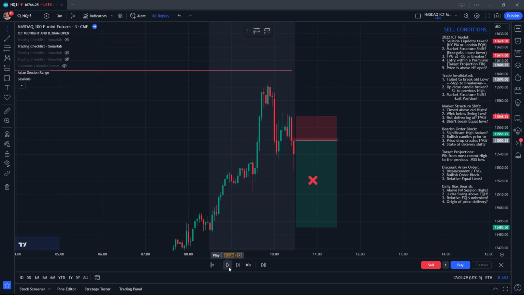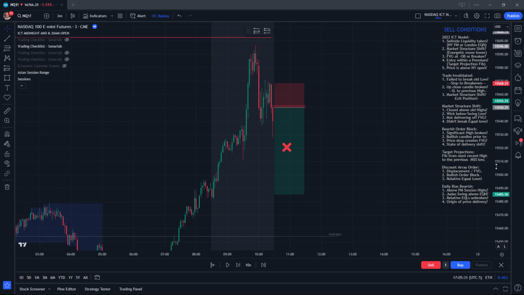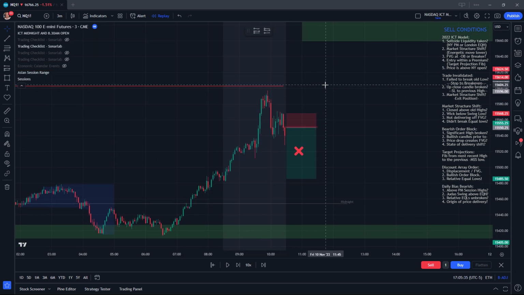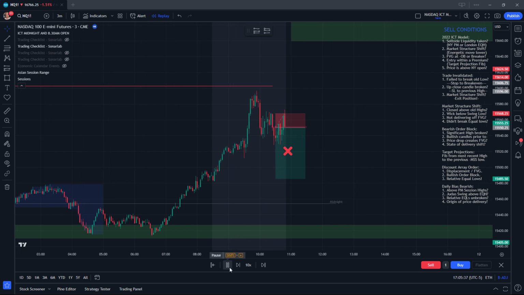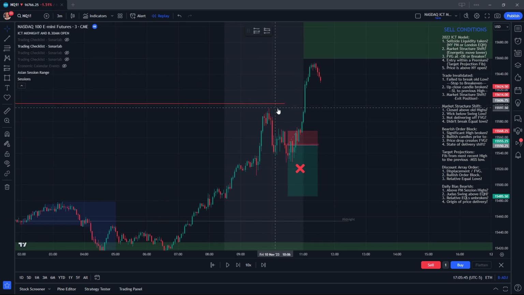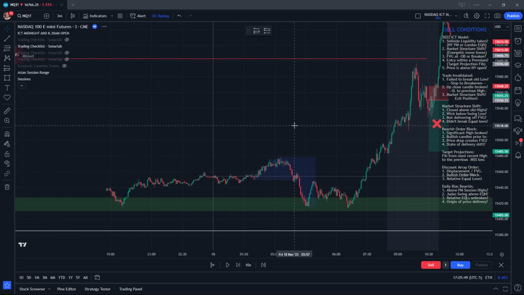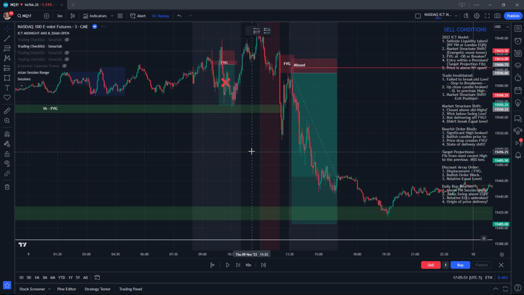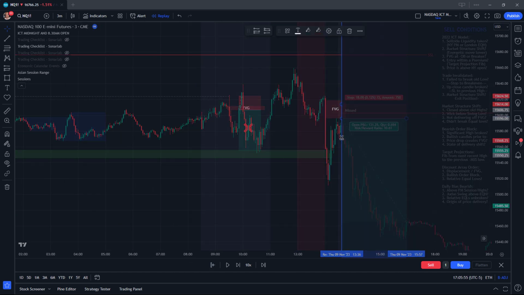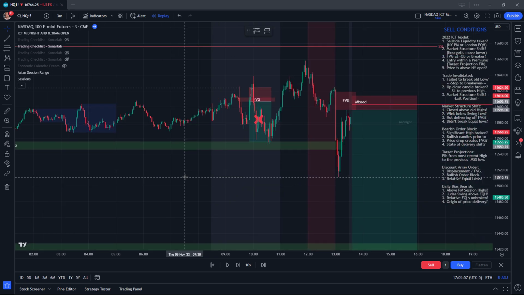Now with that context, understanding where price is delivering from and where the actual liquidity is, let's see what happens. Yep, it keeps moving away and moves into the PM session highs. Right, so this was a trade that would have been a nice trade to be a part of.